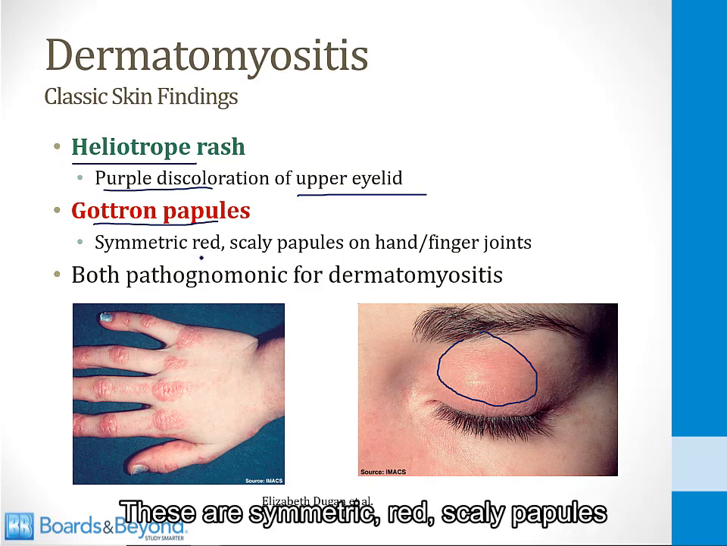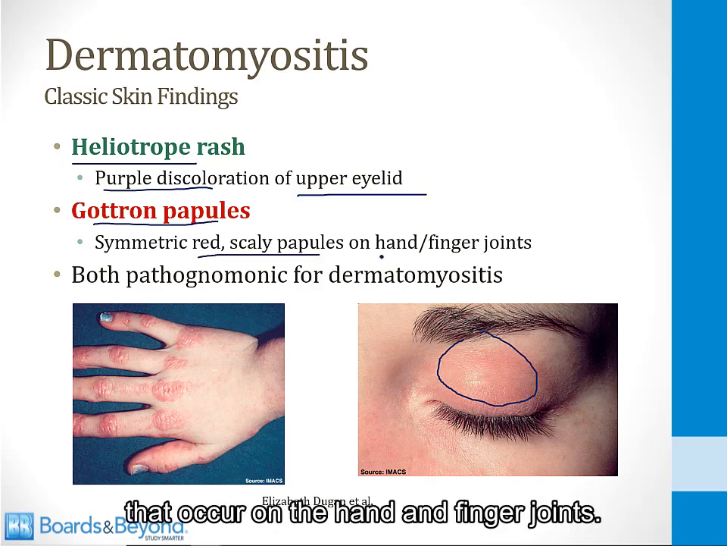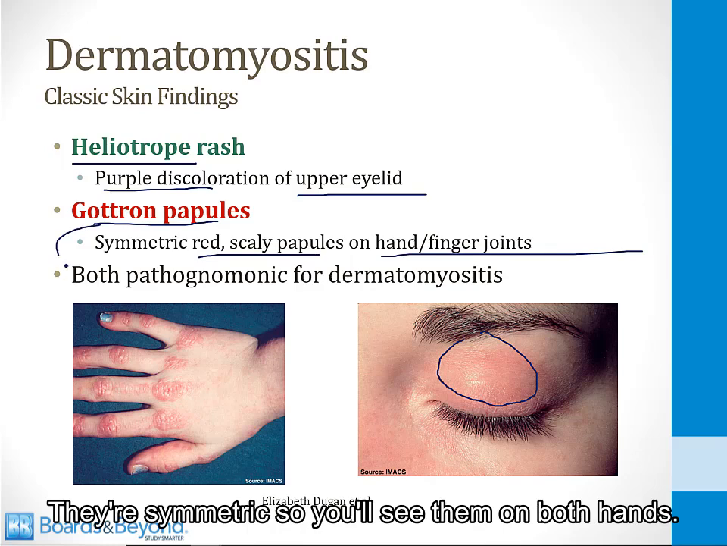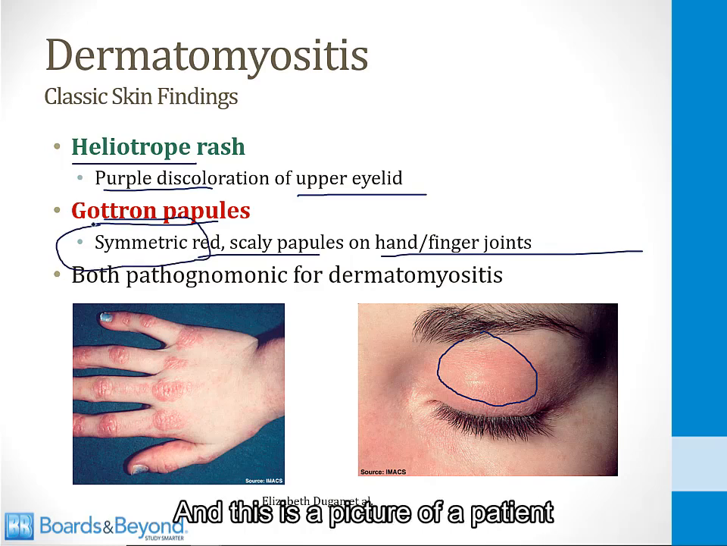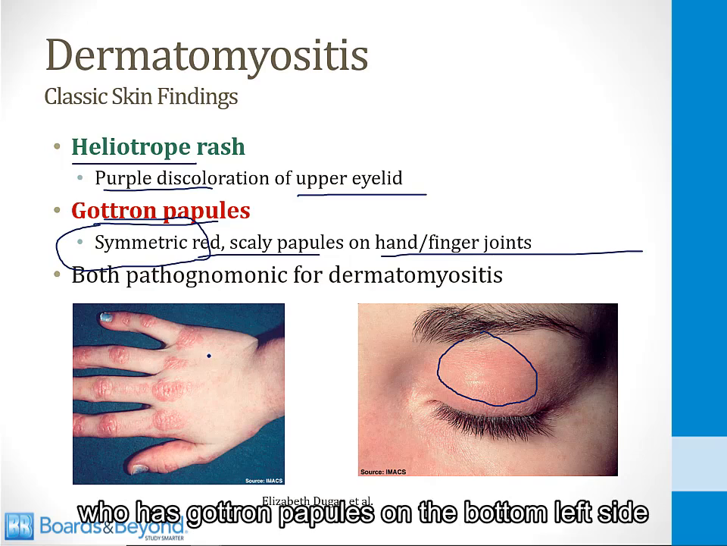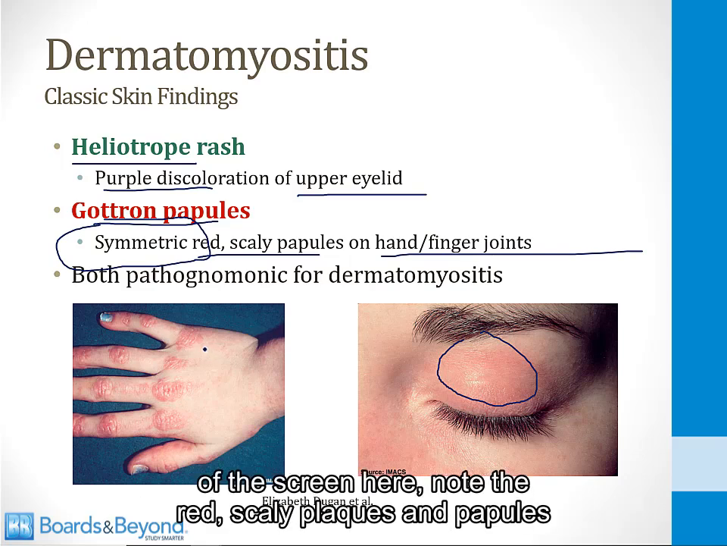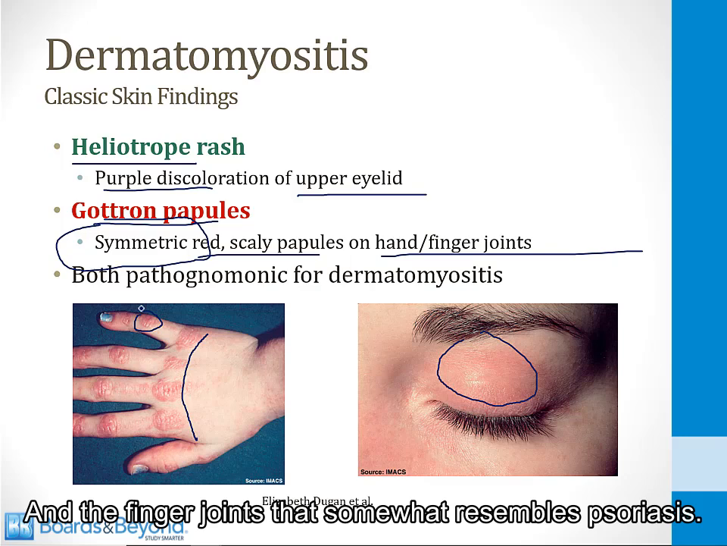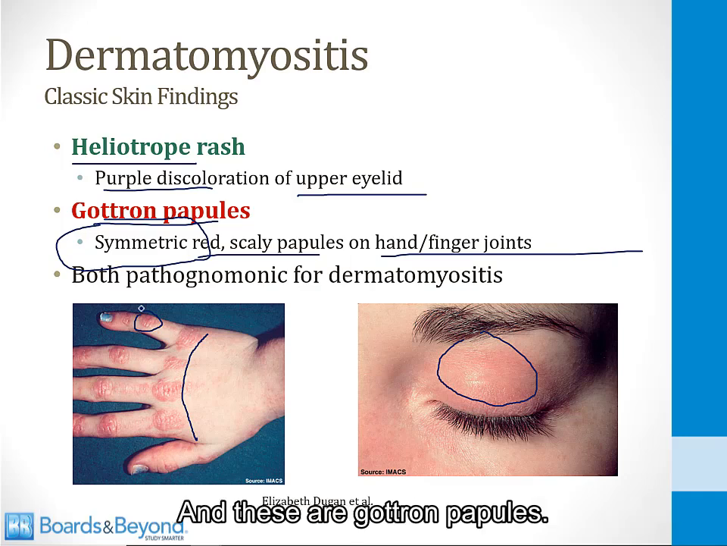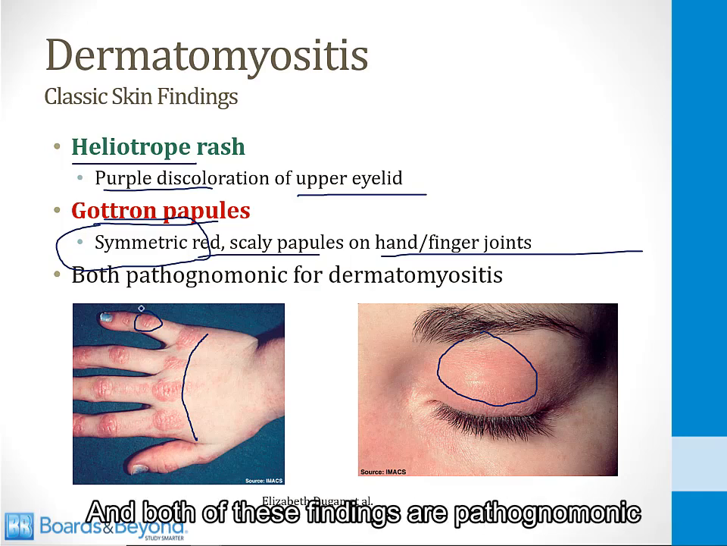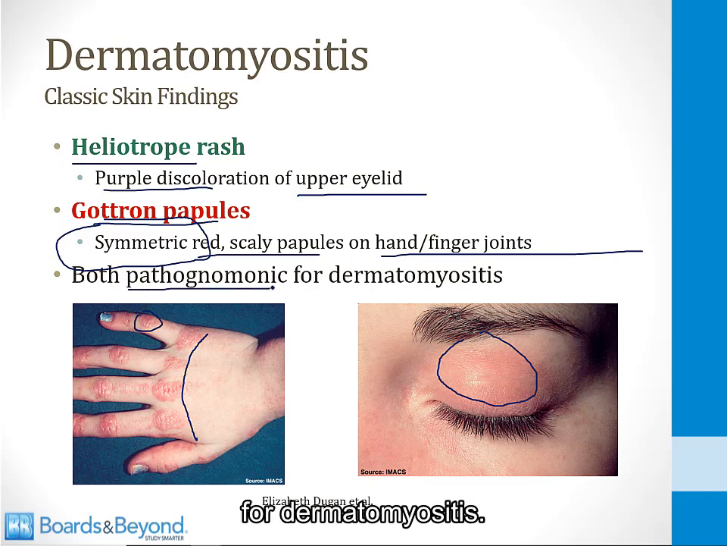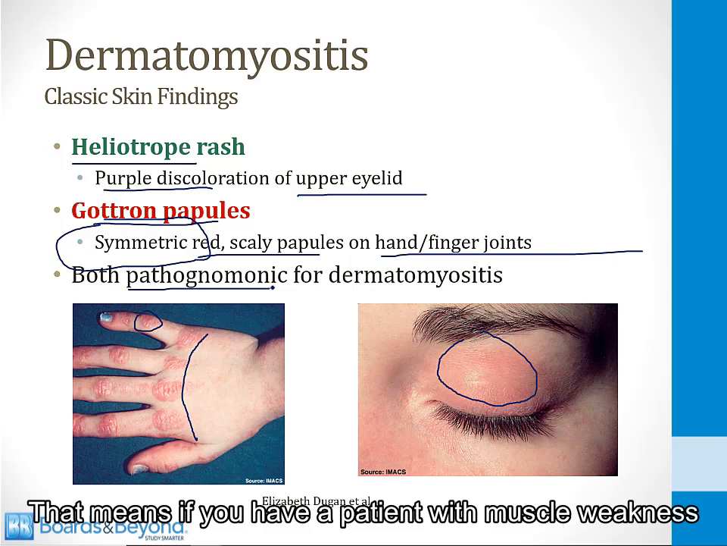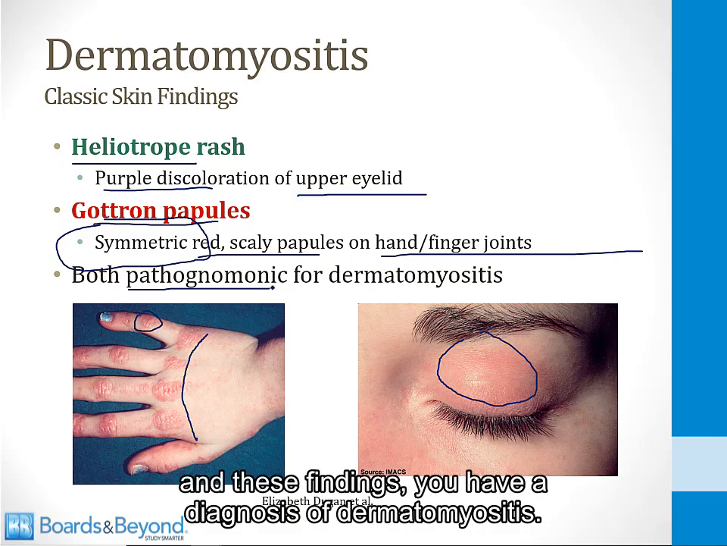The second classic finding is the presence of Gottron papules. These are symmetric red scaly papules that occur on the hand and finger joints. They're symmetric, so you'll see them on both hands, and this is a picture of a patient who has Gottron papules on the bottom left side of the screen here. Note the red scaly plaques and papules that you see on the back of the hands and the finger joints. It somewhat resembles psoriasis, and these are Gottron papules. And both of these findings are pathognomonic for dermatomyositis. That means if you have a patient with muscle weakness and these findings, you have a diagnosis of dermatomyositis.